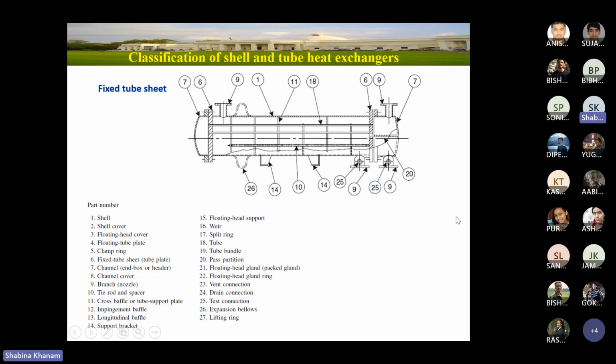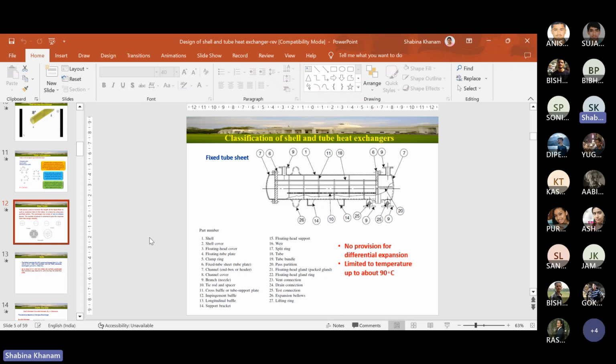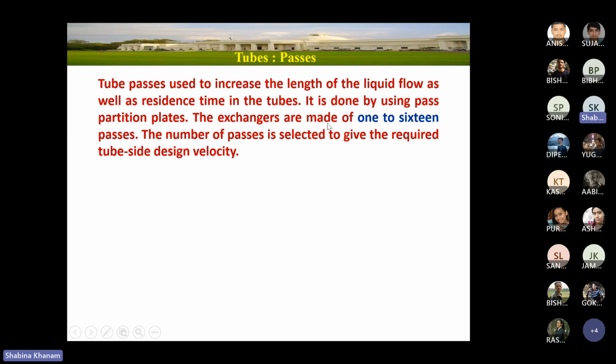So in that way, if I am considering four tube passes, fluid will enter 4 times in these tubes. Okay, yes, I hope you are getting how this partition plate will work. Okay, so now you will be able to understand this, that tube passes are used to increase the length of the liquid flow as well as residence time in the tubes. Okay, because multiple times fluid will pass through the tubes. Okay, it is done by using pass partition plate, which I have already discussed.